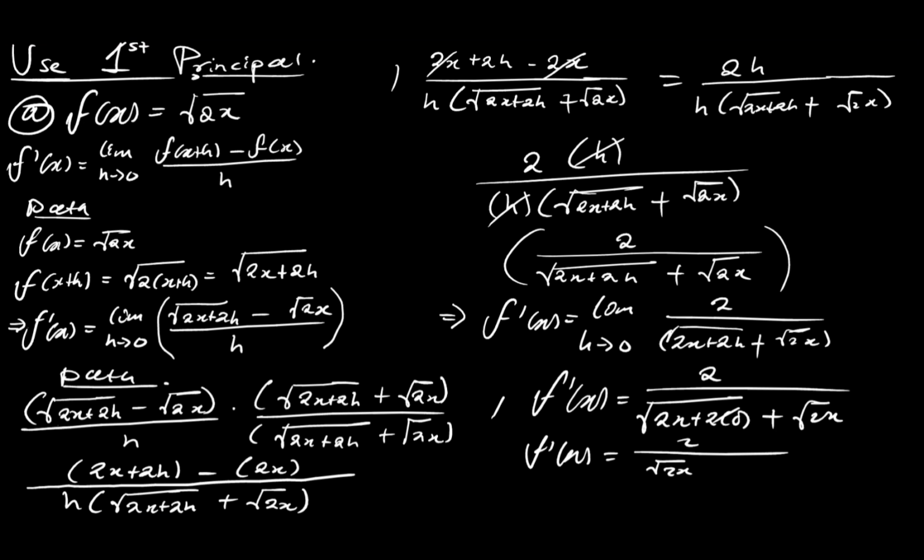It's a bit too fast, so be mindful about that. We collect what we have at the bottom. It's a plus, not a minus, so it's going to be a plus root 2x. So f prime of x is equal to 2 over root 2x plus root 2x, which will simply be 2 root 2x. The 2 cancels with the 2, and you get 1 over root of 2x as your final answer.